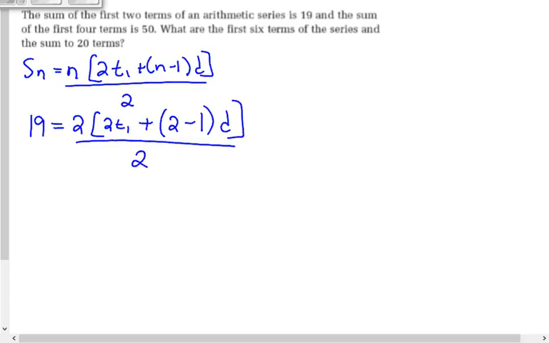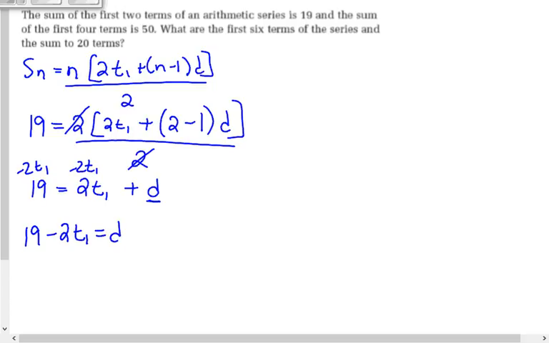So, simplifying this expression, we're going to cross out these 2's. And we're going to be left with a simplified expression of 19 equals 2t1 plus d. Okay? And what I'm going to do is rearrange so that we have d on one side of the equation. So I'm going to leave d right here, and I want to isolate that. So I'm going to subtract 2t1 from this side and 2t1 from this side. So we'll be left with 19 minus 2t1 equals d.